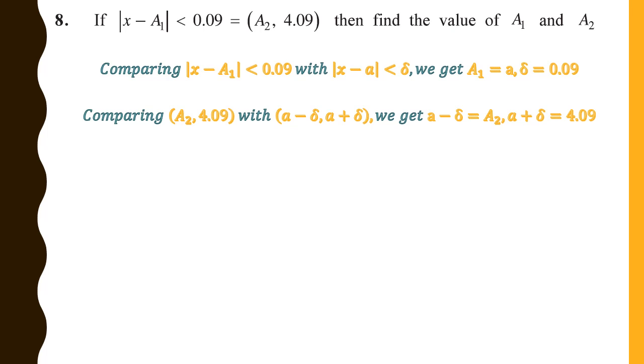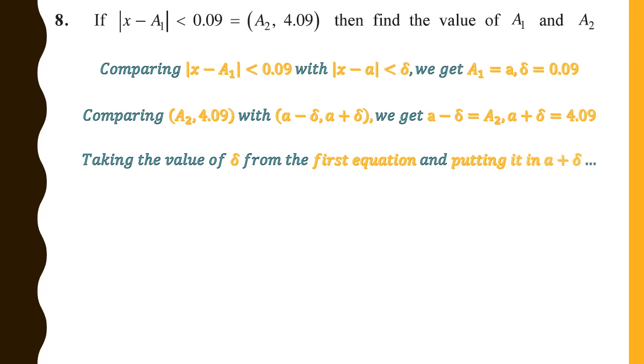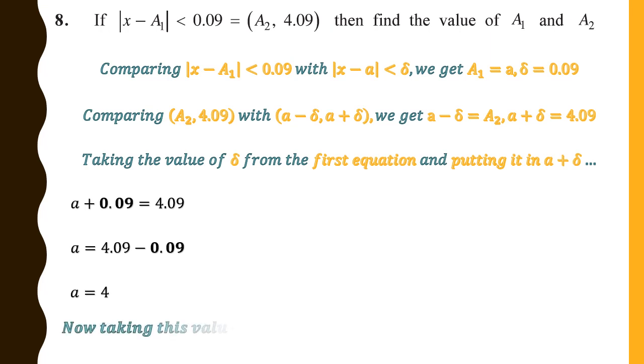Now what we have to do, we have to put the value of delta, that is 0.09, into the equation a plus delta is equal to 4.09. So we will take the delta from the first equation and put it into a plus delta. So that way a plus 0.09, that is the delta value, will be 4.09, and when we change the side of it, we get a is equal to 4. What we are going to do, we are going to put the a is equal to 4 value into a minus delta.